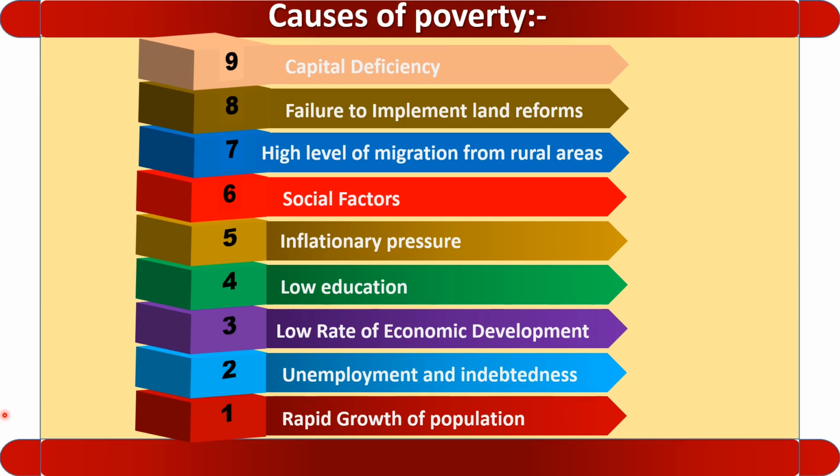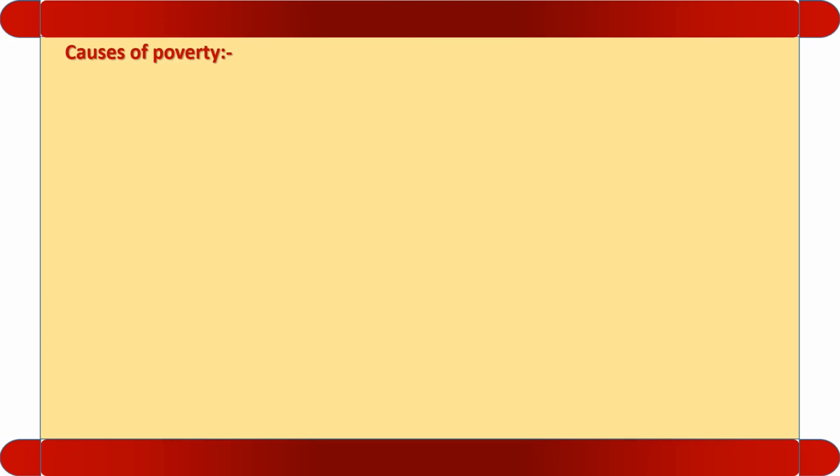The next is capital deficiency. The government does not have sufficient financial resources, because of which jobs cannot be generated. The government cannot spend money on infrastructure development, because of which new jobs are not generating. So these are some of the reasons because of which poverty is popping up in the country. Now let us see all these points one by one.